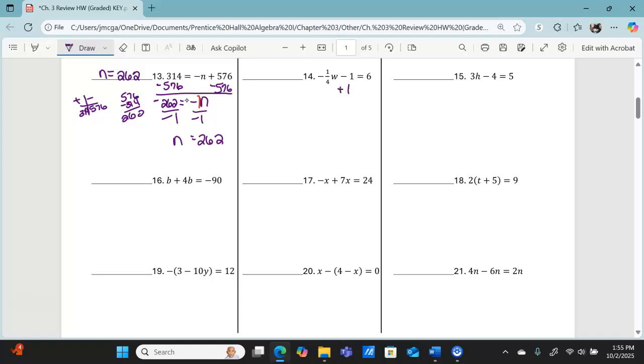On this one, adding 1 to both sides, you get negative 1/4 w equals 7. I'm going to multiply by negative 4 because that would make that become a 1, because negative times a negative would be a positive, and then 4 times 1/4 would be 1. And we are going to end up with negative 28.